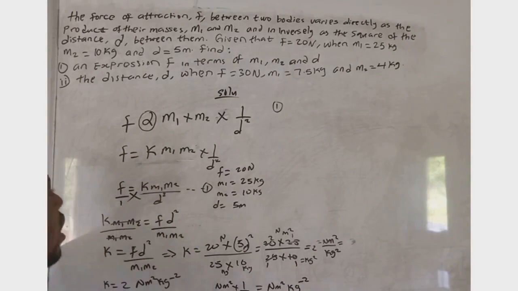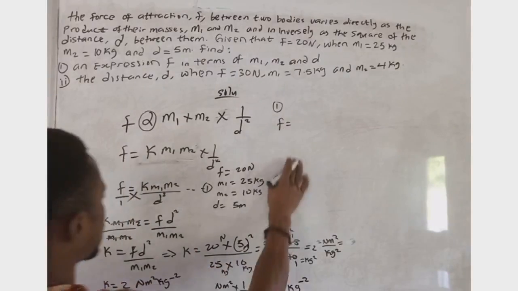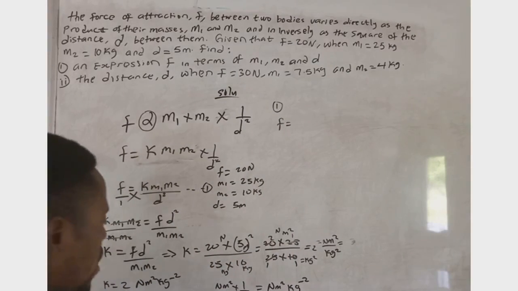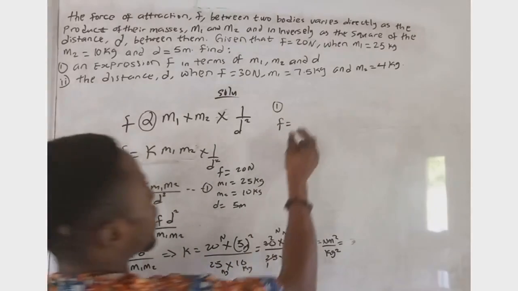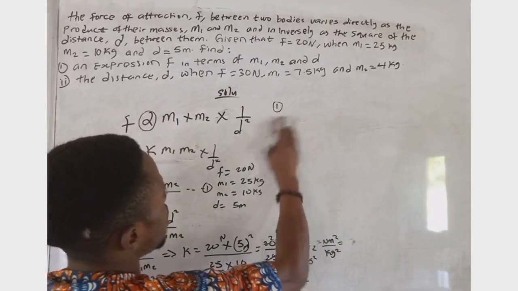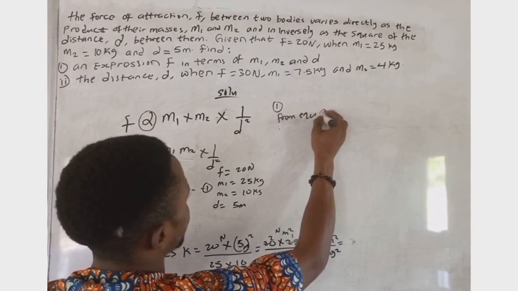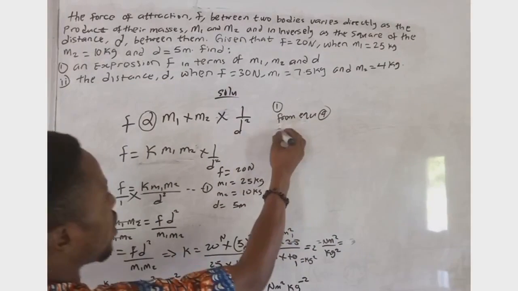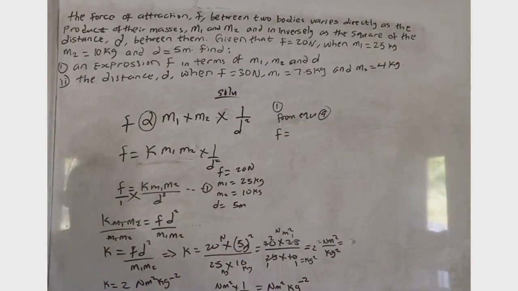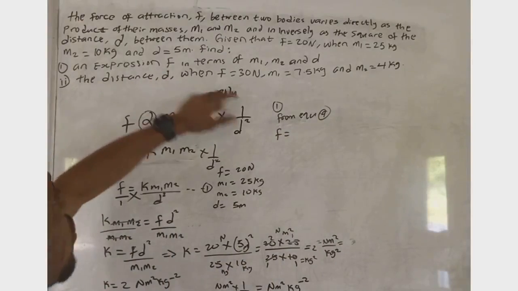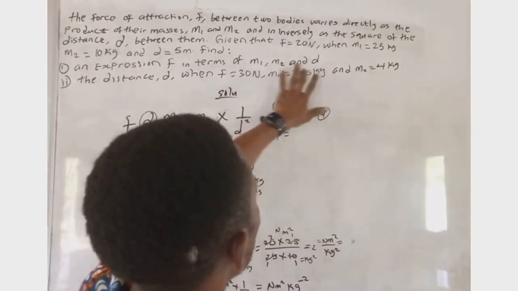In this equation 1 we have F is equal to k, since we have gotten the value of k. So from equation 1 we have F is equal to k m1 m2 and d. And you have to express F in terms of m1, m2, and d.